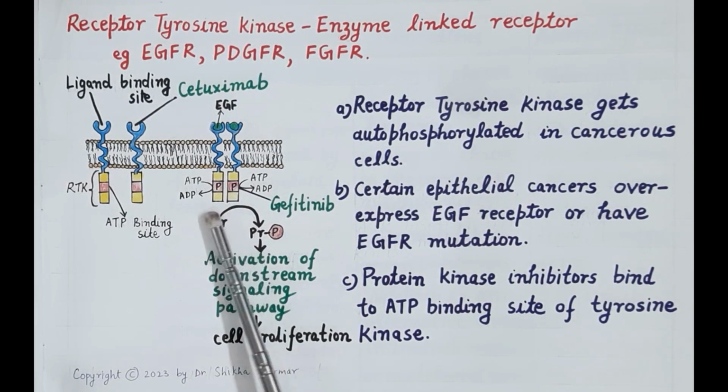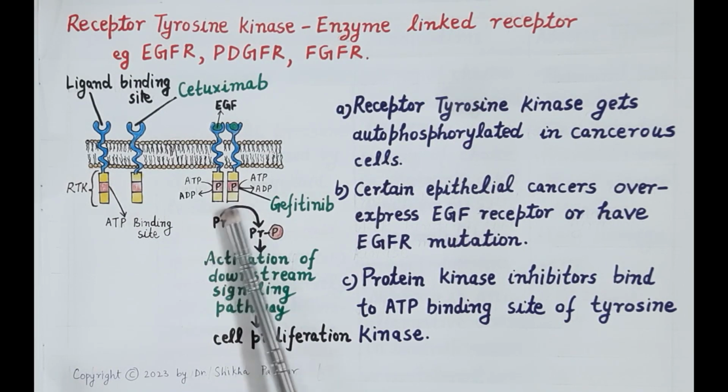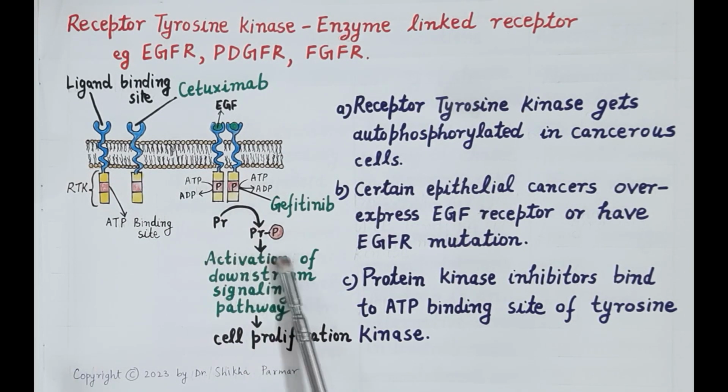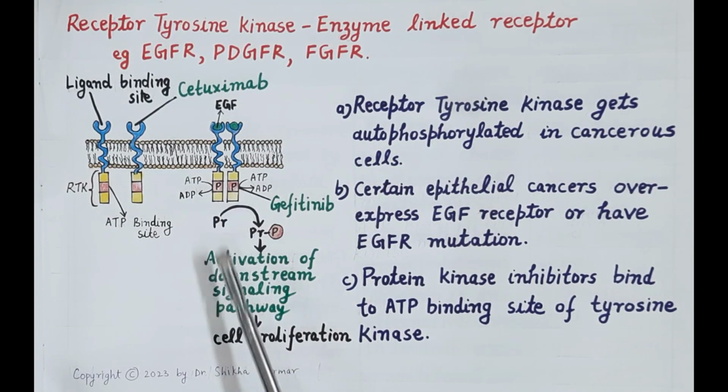So, both receptor tyrosine kinases are phosphorylated, and thus they are activated, and they further mediate a series or cascade of protein phosphorylation, and thus provide signals for cell proliferation. So, this occurs in a normal healthy cell.